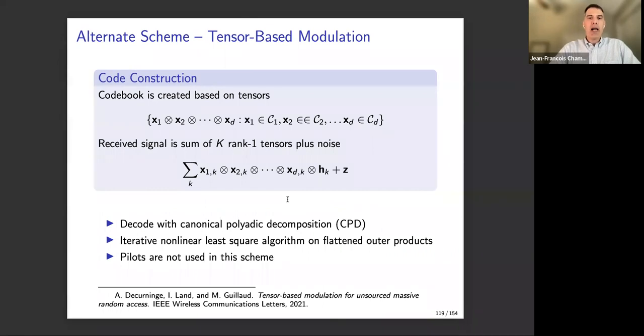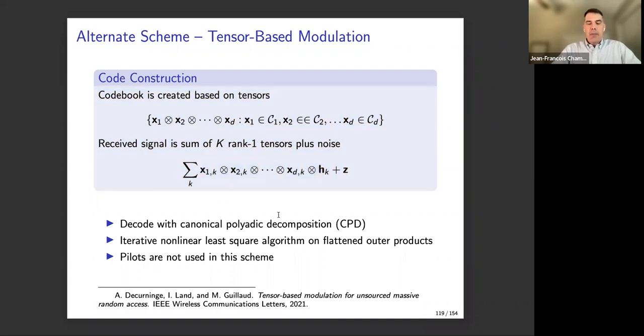In their scheme, they do not use pilots. Rather, what they do is create a codebook that's based on a tensor structure. So I'm going to create the codebook based on a structure that looks like this. I'm going to embed a tensor structure in my code. And then when I send this signal, it's still going to be tensored by the channel. So the received signal looks like a tensor structure: that's my original codeword, tensored with the channel itself. And I have one such rank 1 tensor per user, so that is a summation over K.